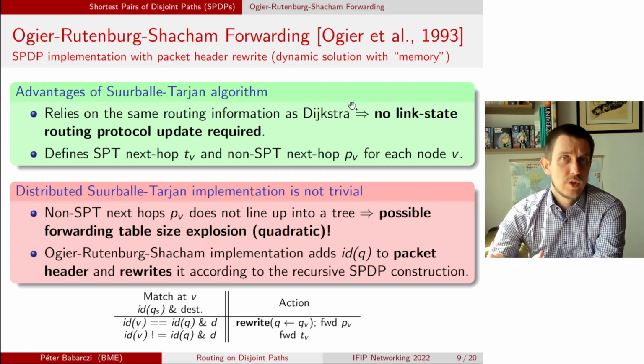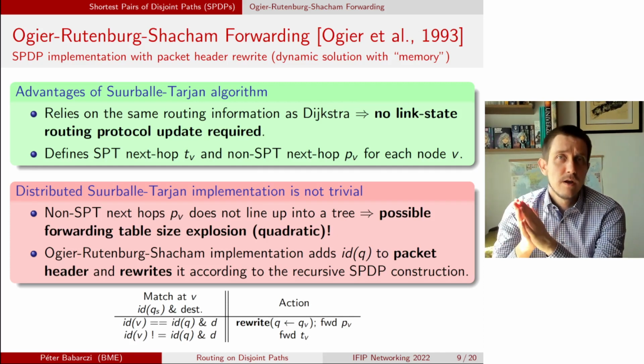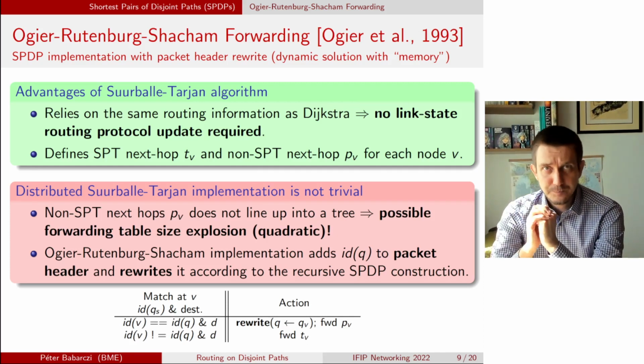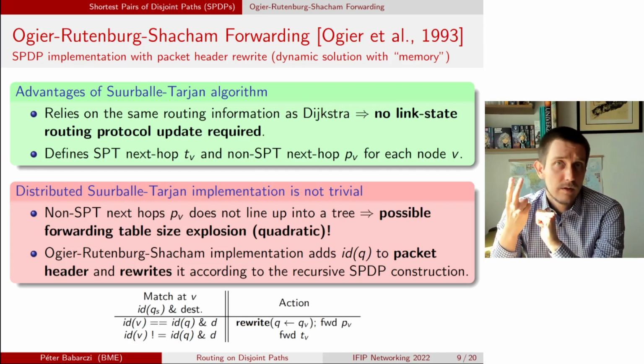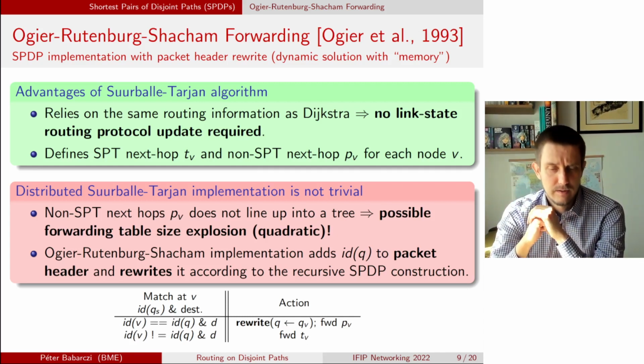So why is this algorithm so useful? First, if you apply this, no link state routing protocol update is required, because it uses exactly the same data which Dijkstra's algorithm uses, and it also runs with the same computational complexity. Second, it not only assigns the primary links, the shortest path links, but also assigns the non-shortest path links, which we can use for routing in this case.